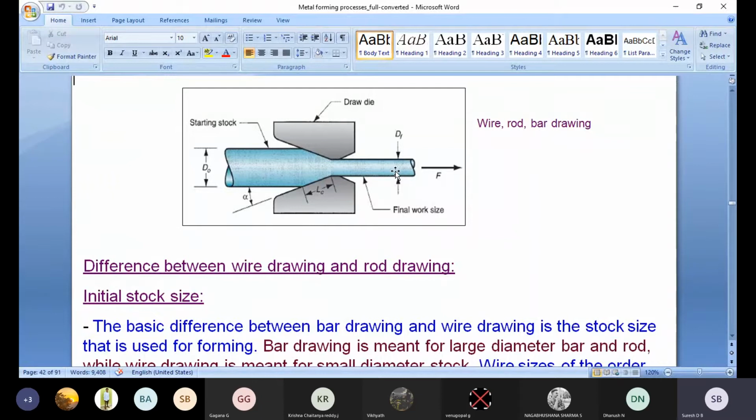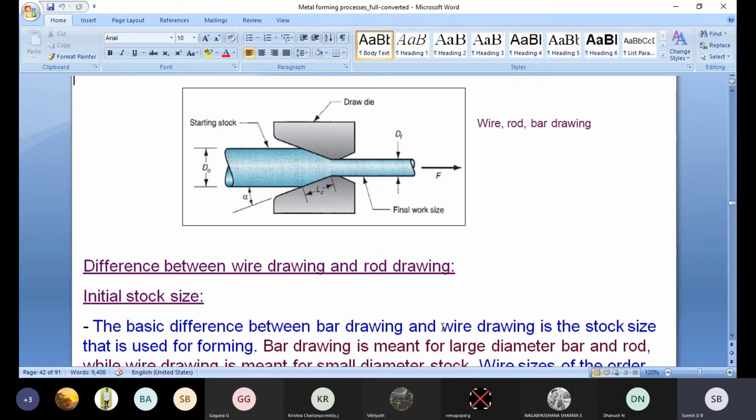I want 1 mm diameter, so again you fit it in between the two dies and again reduce the gap between the upper and lower die. Here 15 mm diameter is there, and you can maintain 10 or 5 mm. Like that, step by step, you can reduce the diameter. That is the operation performed in wire drawing.